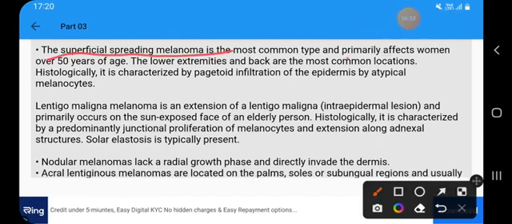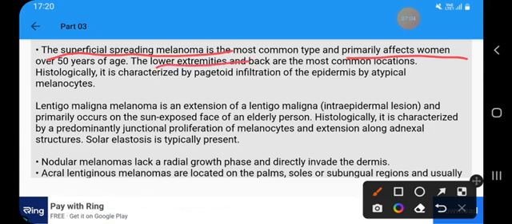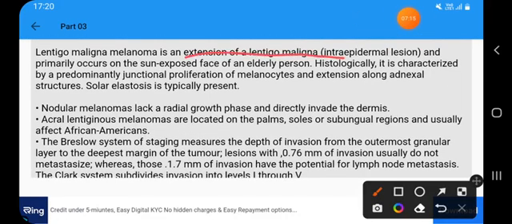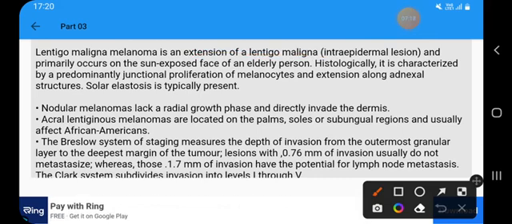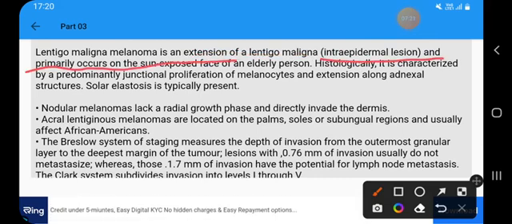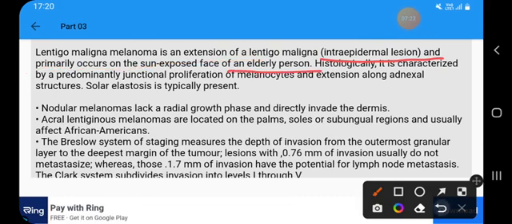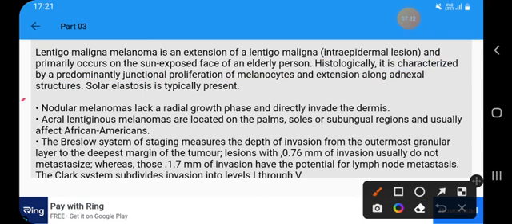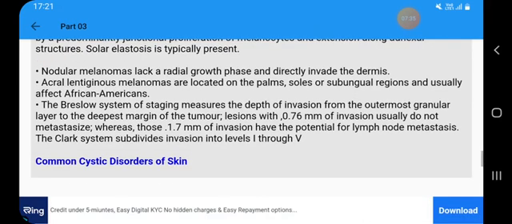Superficial spreading melanoma primarily affects women over 50 years of age. The lower extremities and back are the most common locations. Histologically, there is pagetoid infiltration of the epidermis by atypical melanocytes. Lentigo maligna melanoma is an extension of lentigo maligna. The intraepidermal lesion primarily occurs on the sun-exposed face of an elderly person and is histologically characterized by predominantly junctional proliferation of melanocytes and extension along adnexal structures. Solar elastosis is typically present.